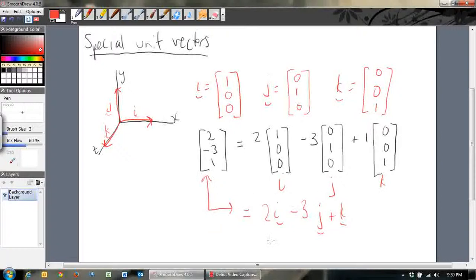When you're using algebra with vectors, this is much easier to think about in an algebra sense. When you think of vectors in terms of matrices, it's easier to write like that, but they are the same thing. This is a very easy way to think about vectors. This vector goes 2 in the x direction, -3 in the y direction, and 1 in the z direction. So that's a bit about our special unit vectors i, j, and k.